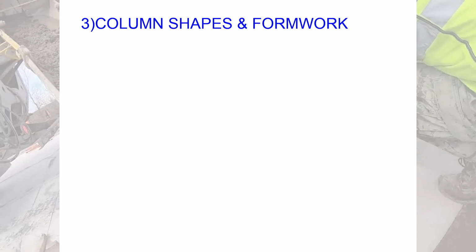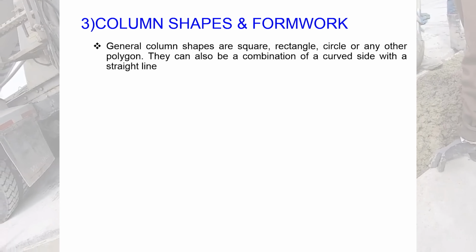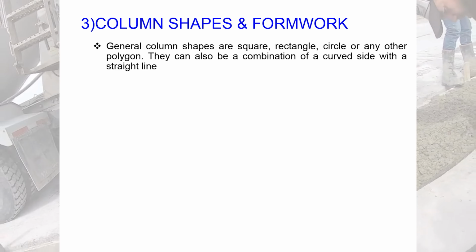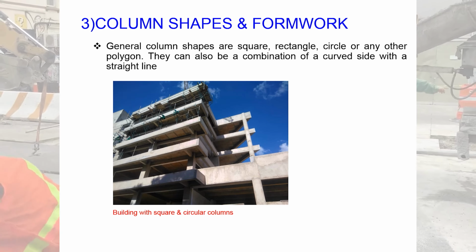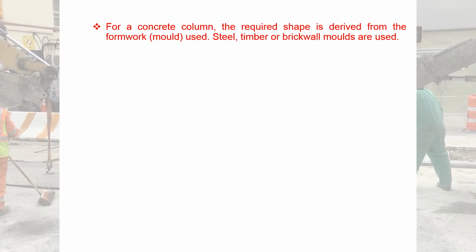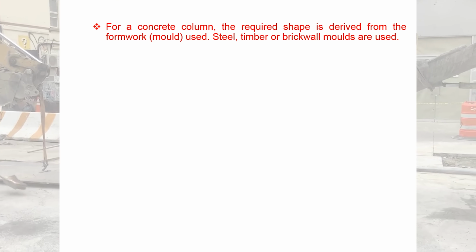Column shapes and formwork. General column shapes are square, rectangle, circle, or any other polygon. They can also be a combination of a curved side with a straight line. For a concrete column, the required shape is derived from the formwork or mold used.